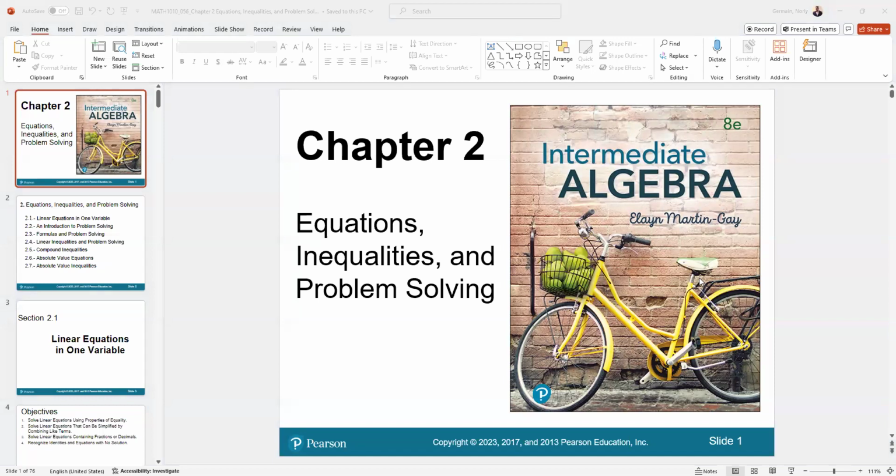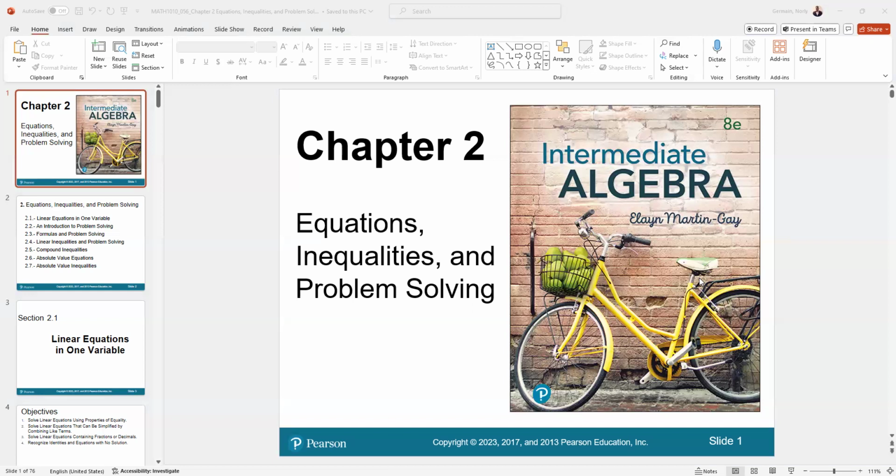We come back with chapter two. If for any reason you missed the lectures on chapter one, intermediate algebra, where we use the reference textbook by Elayn Martin-Gay, 8th edition, I strongly advise you to watch the previous videos where we went over real numbers and algebraic expressions, where we introduced real numbers and algebraic expressions.